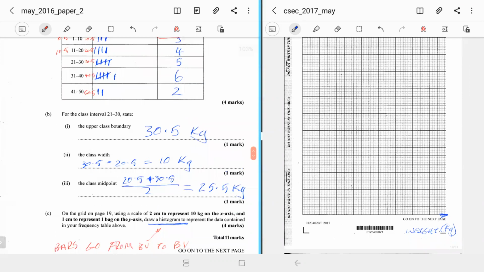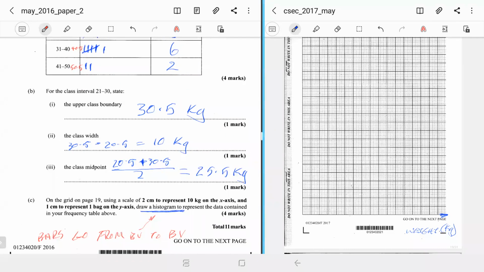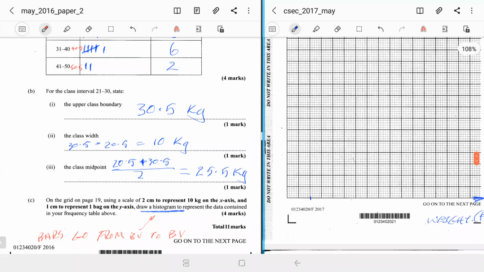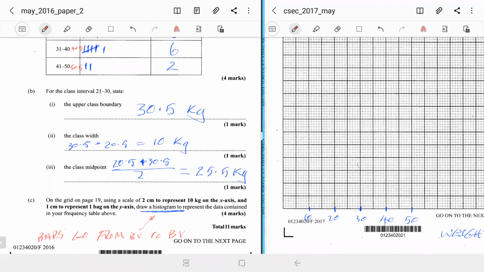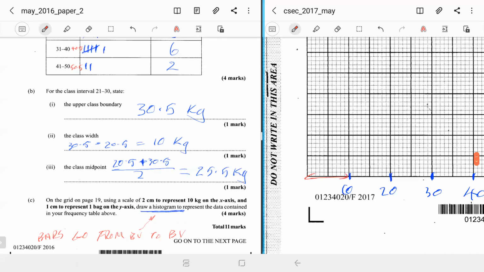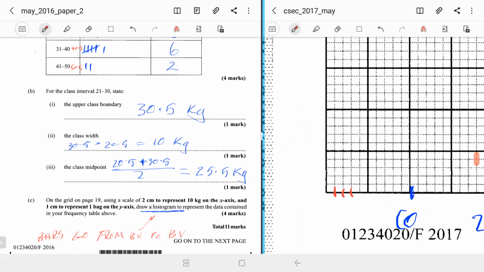For the horizontal axis, it's 2 centimeters to 10. So this is 10, 20, 30, 40, 50. I want the 0.5 marks, because that's where the bars are going. If this is 10, there are 10 small lines between here, so each one is 1. So the 0.5 is, this is 1, 2, 3, 4, 5. I want 0.5, and 0.5 is right here.